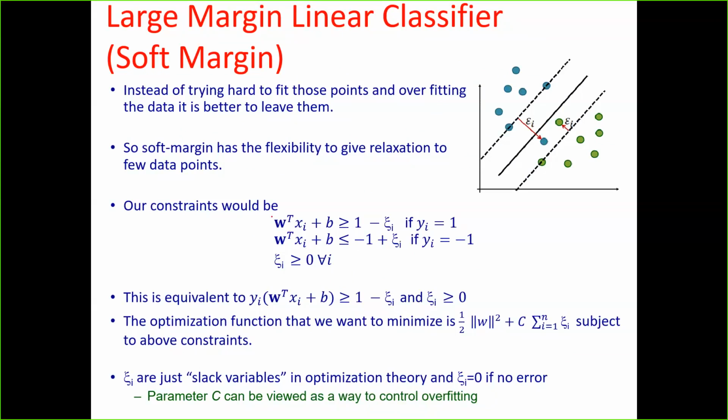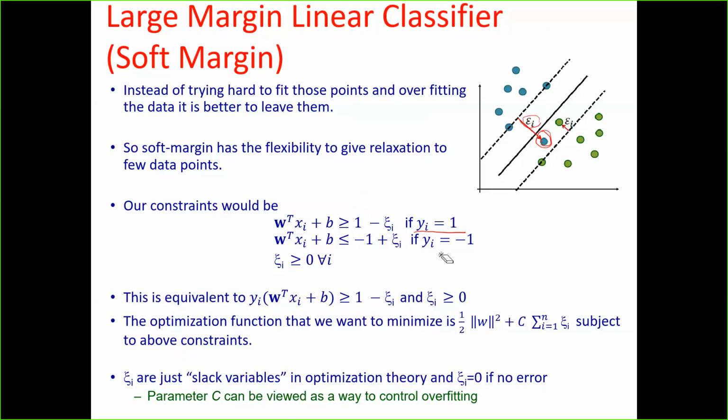Earlier, your condition for all the positive points was that W transpose Xi plus B must be greater than or equal to 1. Now you're relaxing that, so it should be greater than or equal to 1 minus the slack variable. See the relaxation: it's okay to misclassify with some slack variable margin. It means you're providing the flexibility to misclassify this point, and it's okay to have it within the distance of the slack variable.